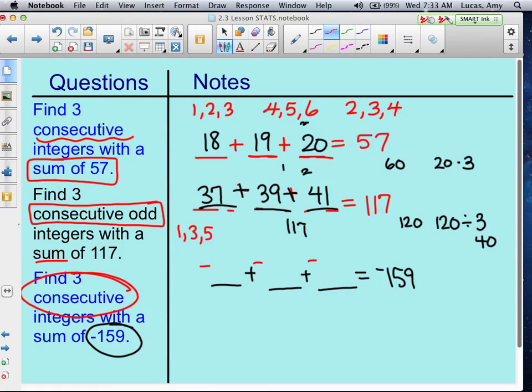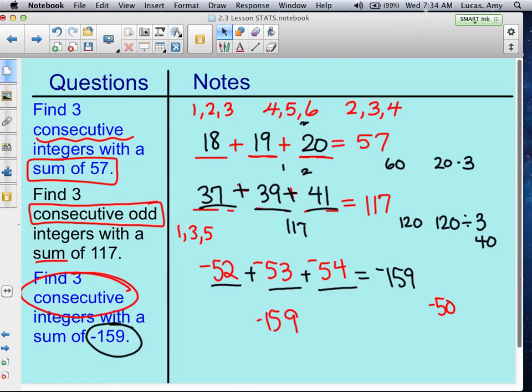So, 159. I'm going to say maybe negative 50, because that would get me to 150. So that's going to be kind of close. So let's go with negative 52, negative 53, negative 54. If I add those up, 4 plus 3 plus 2 is 9. 5, 10, 15. Got it.